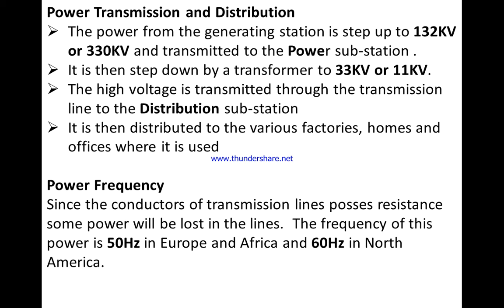And then at the substation, the electricity is stepped down by a transformer to 33 kilovolts or 11 kilovolts. And then the high voltage is transmitted through the transmission line to the distribution substation. It is then distributed to the various factories, homes, and offices where it is used. Now, as we said, electric transmission at high voltage is actual electric transmission at low frequency. The frequency of this power is 50 Hz in Europe and Africa and 60 Hz in North America.